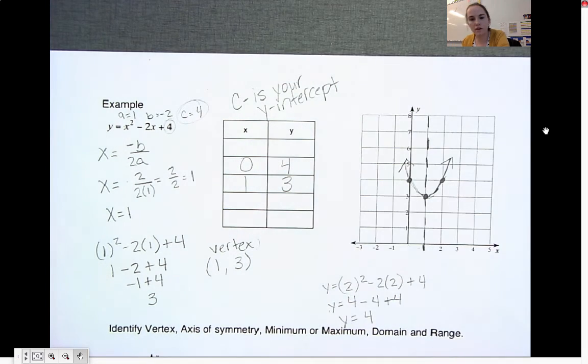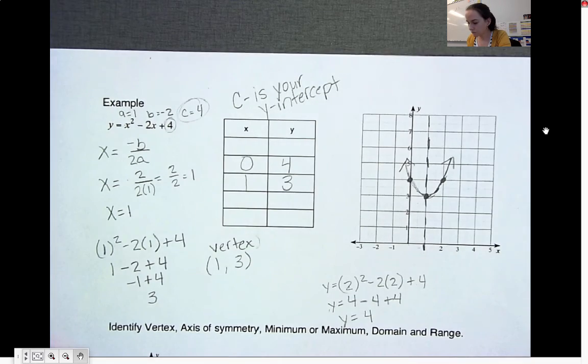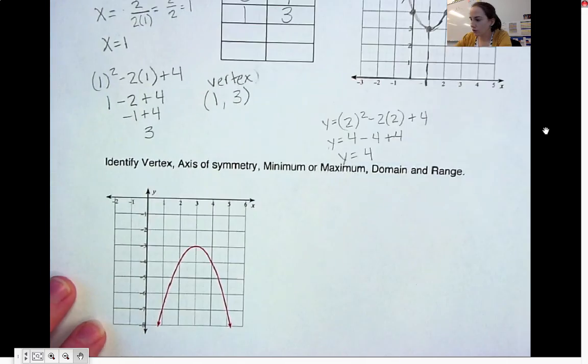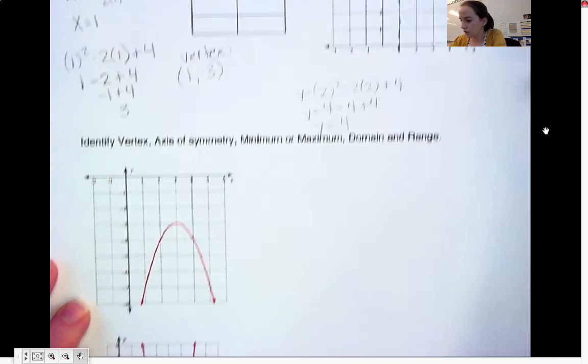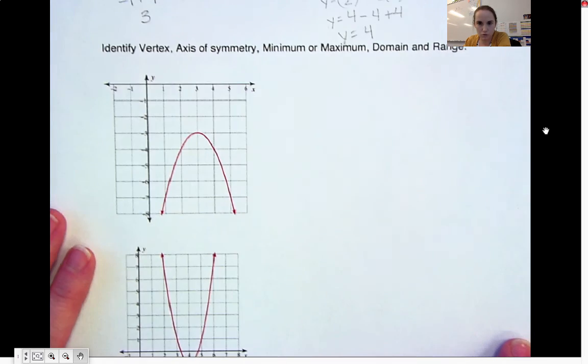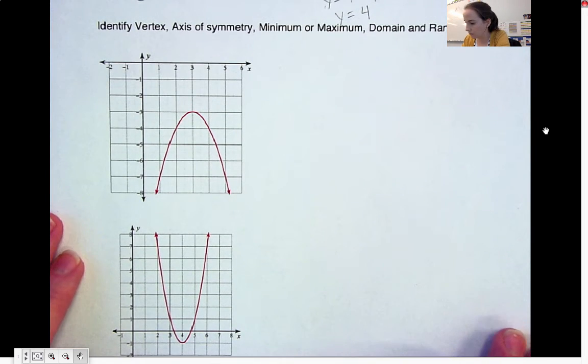As long as you are not using straight lines, you're doing good. Okay, just a few more things. If you're given a graph, let's talk about the vertex, axis of symmetry, minimum, maximum, and domain and range.